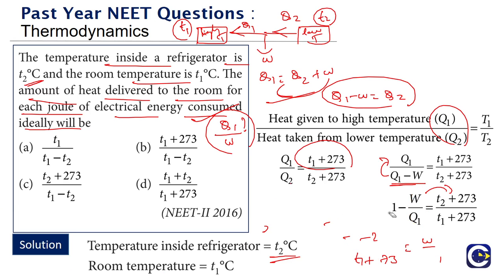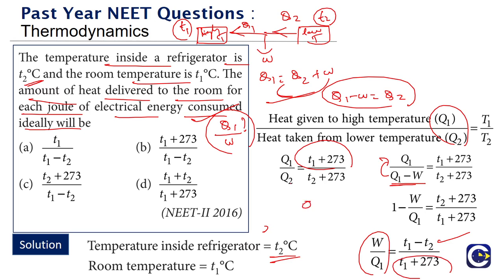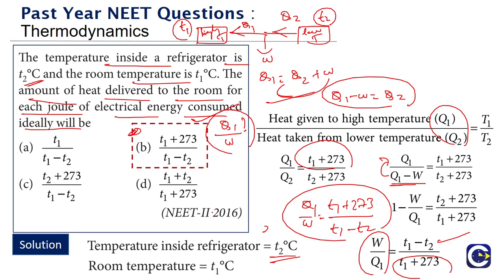So W by Q1 will be equal to t1 minus t2 divided by t1 plus 273. We are just rearranging the terms and concluding the simplification by taking the LCM. But what we are looking for is Q1 by W, which means the reverse of it. So Q1 by W will be equal to t1 plus 273 by t1 minus t2. Look for where we have the answer: t1 plus 273 divided by t1 minus t2. So the correct answer for this is option B.